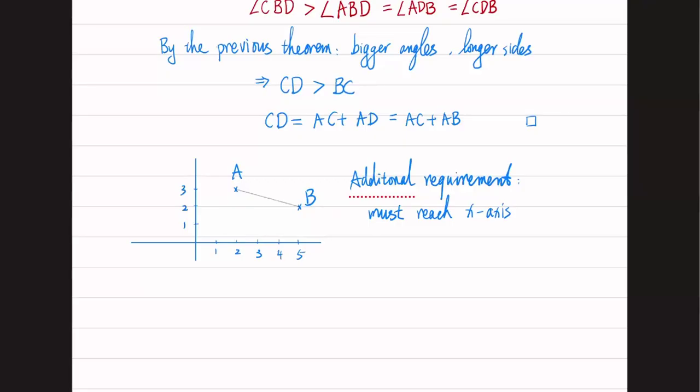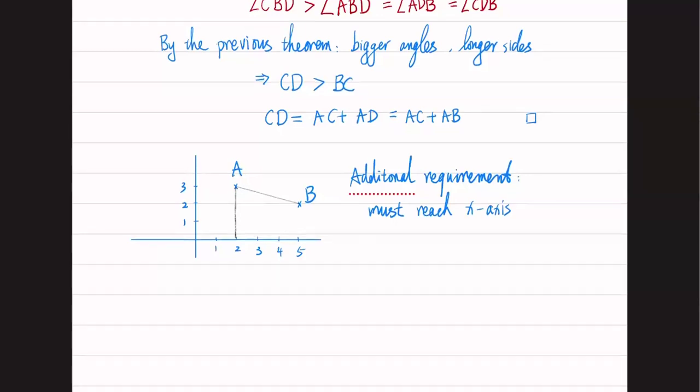Okay, so one way we can go, we want to reach the x-axis, let's satisfy this first. We go directly to the x-axis. Now we satisfy the requirement, we turn our head, we move towards B. Oh, because at first I thought you meant just directly go to B. Okay, so that's the previous case. Now we have an additional requirement. Okay, let's continue.